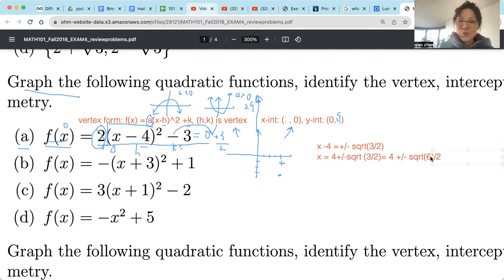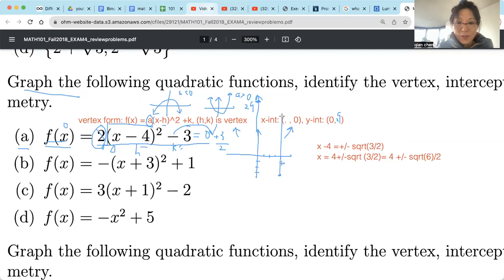So that's my two x-intercepts, right? So 4 plus radical 6 over 2, we know where that is somewhere. So now I can graph my line of symmetry. Once we have the intercepts and once we have the vertex, because our vertex is here.